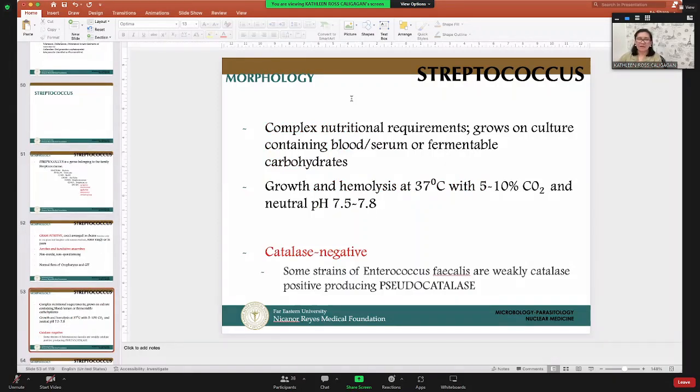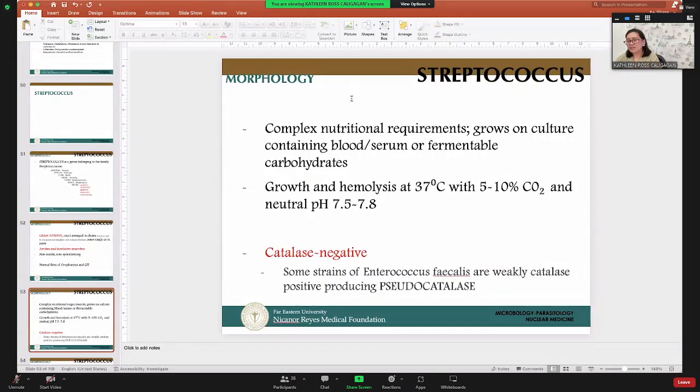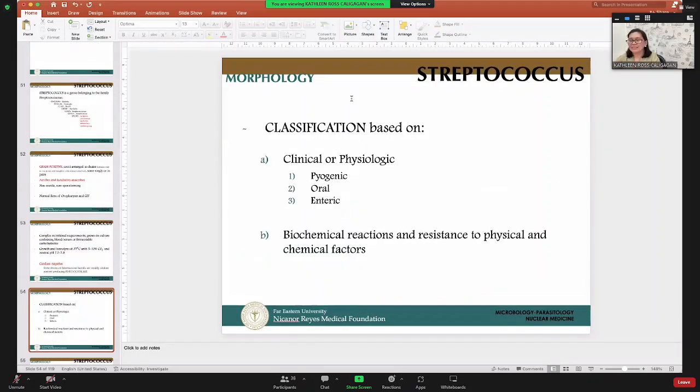They have a complex nutritional requirement. They grow on culture containing blood or serum or fermentable carbohydrates. Growth and hemolysis occur at 37 degrees C with 5 to 10% carbon dioxide at neutral pH. They are catalase negative, but some species or strains of Enterococcus faecalis are weakly catalase positive, producing pseudo-catalase.